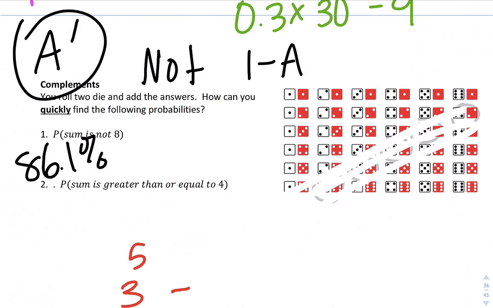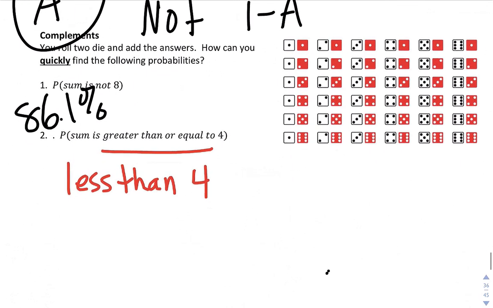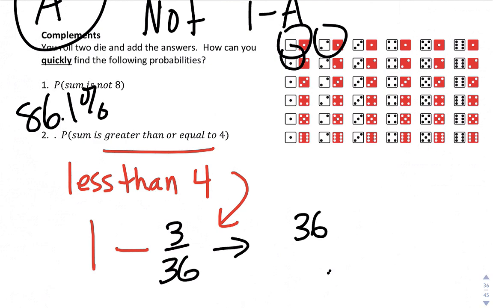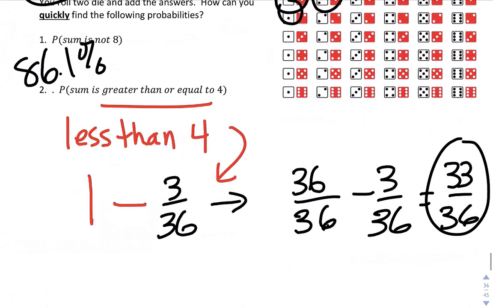Find the probability that the sum is greater than or equal to 4. So we're going to count how many are less than 4, and we'll take 1 minus that. So 1 minus less than 4, so let's circle all those. We got 3 out of 36. And so when we're subtracting fractions, it'll be 36 out of 36 minus 3 out of 36. You got a 33 out of 36 chance. If we change that to a decimal, it's 91.6% chance that it's greater than or equal to 4. So the complement is subtracting the opposite of what they want to get what you want.